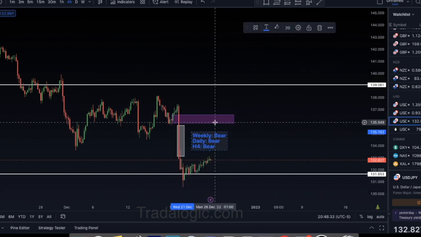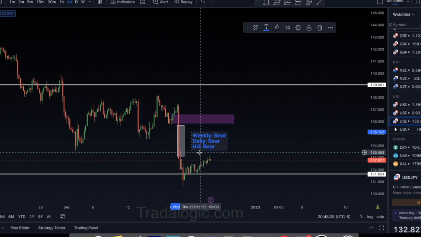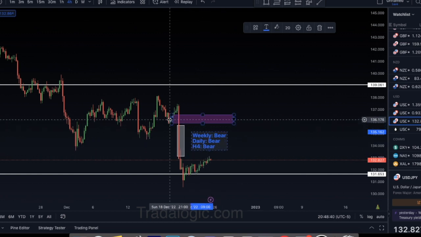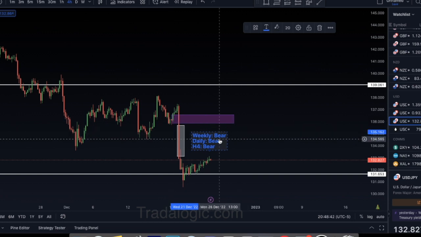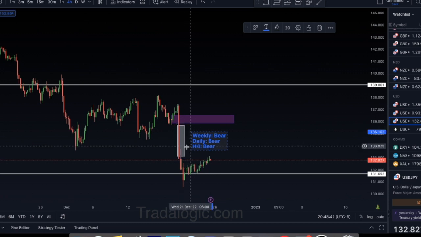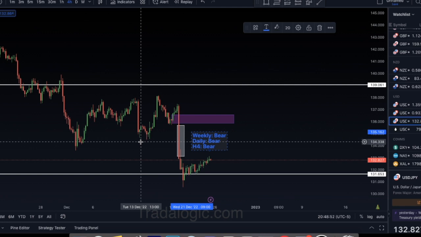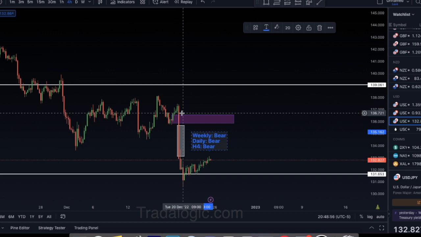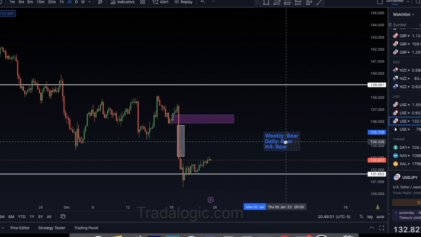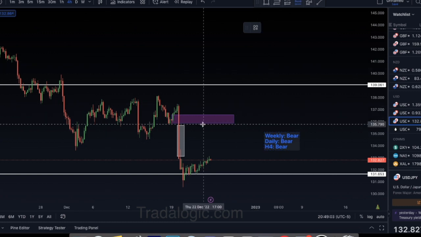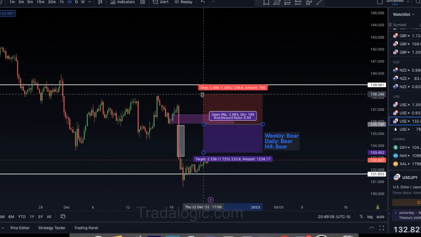So on this one we have the weekly bearish, the daily bearish, the H4 bearish, and we have an order block, we have an imbalance that has to be filled, and then we're hoping the market will continue its trend, which is a downtrend. So that's all I will do. I will just wait for the market to come to this level, and then I will go down to the lower time frame and find potential entries.